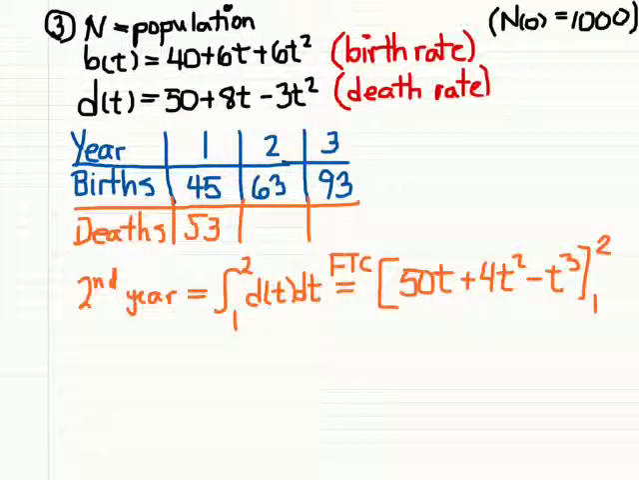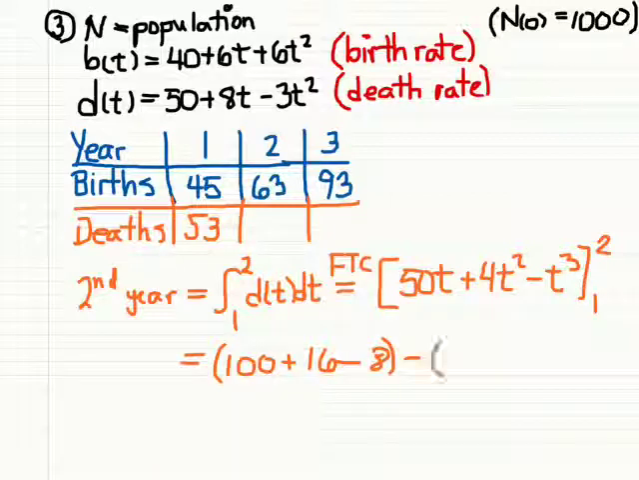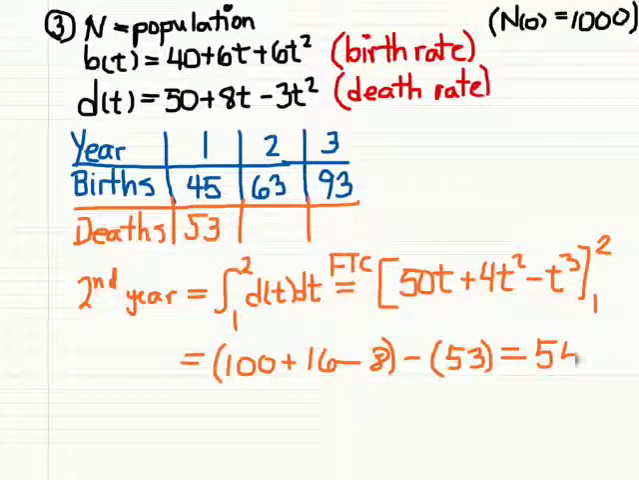Now to find the number of deaths in the second year, we want to integrate the death rate from 1 to 2. We use the fundamental theorem of calculus with an antiderivative, evaluate it at 2, evaluate it at 1, and that will give us our value. So when we evaluate it at 2, we get 100 plus 16 minus 8. Evaluate it at 1, which was 53, and we get our value of 55.